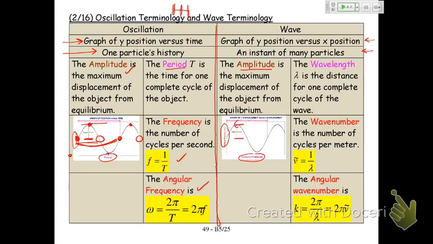But now the repeat is not a time. The repeat is a distance. And this is our wavelength. It's the crest to the crest, or the trough to the trough, or the equilibrium going upwards to the equilibrium going upwards. It's that, but not the equilibrium to the equilibrium. And we could talk about just wavelengths.